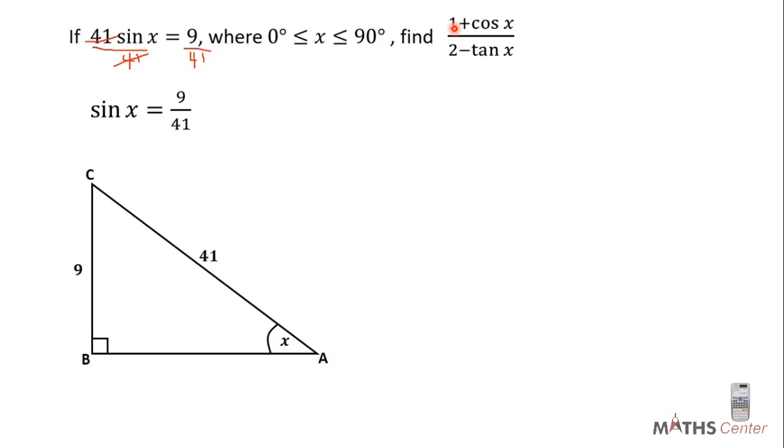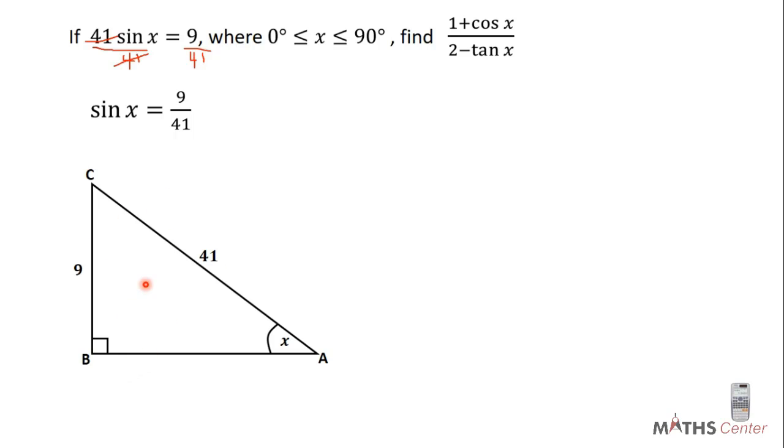We need to find 1 plus cos x divided by 2 minus tan x. To do that, we first have to find cos x and tan x. Cos x will give us adjacent divided by hypotenuse, but we don't know the length of the adjacent side, so we have to look for that. The same way, tan x will give us opposite divided by adjacent. Once again, we don't know the adjacent side, which is AB, so we have to find AB. We have AC and BC. We need to find AB.